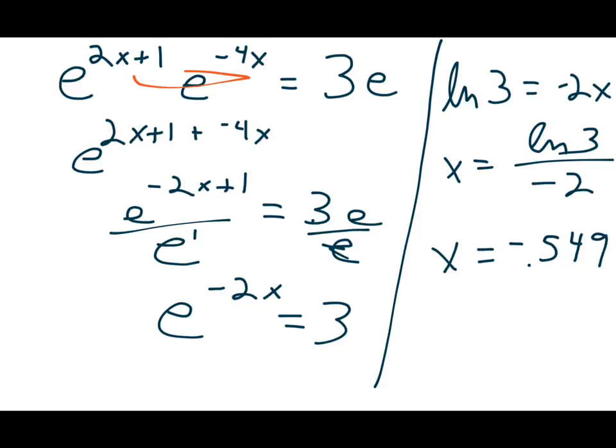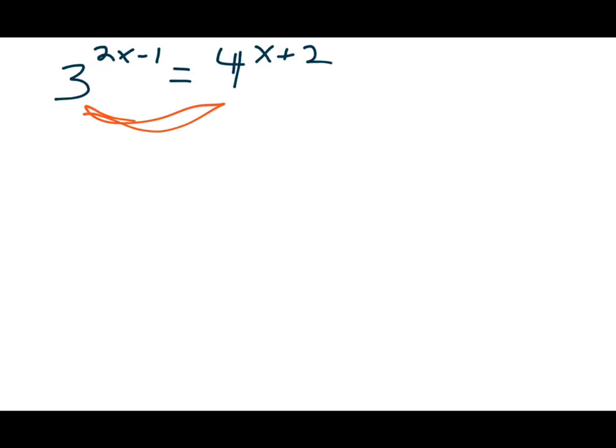Now let's look at another exponential one. This is going to be a little bit more complicated. 3 to the 2x minus 1 equals 4 to the x plus 2. Okay? When we go to solve that, there's no way to write those with the same base. We can't write 3 and 4 with the same base like we've done before. We have to have some other way to do this.